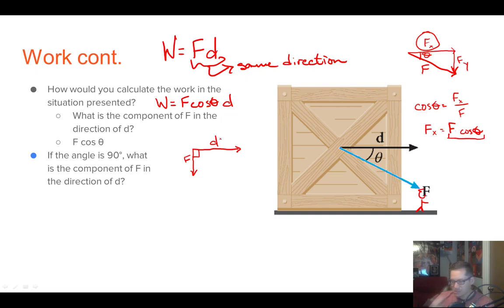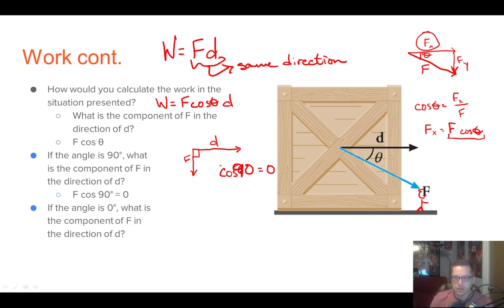Now let's think about this. So this is our component. If we're pulling straight down, that's where 90 degrees is, or it could be straight up. Either way, if it's 90 degrees, what component of our F is pointing in the direction of D? Well, none of it is. You can test this by plugging cosine of 90 into your calculator, and you'll actually get 0. Those of you in trig or calculus, this is pretty obvious. So if our force is being applied directly perpendicular to our displacement, then there is no work being done.